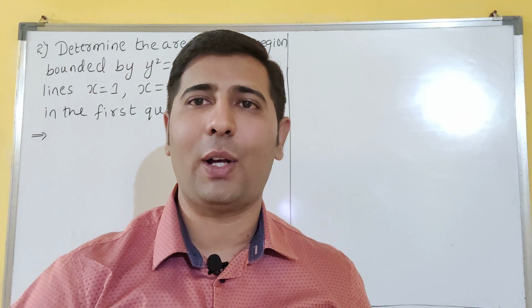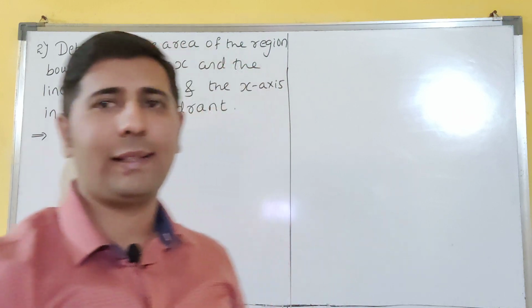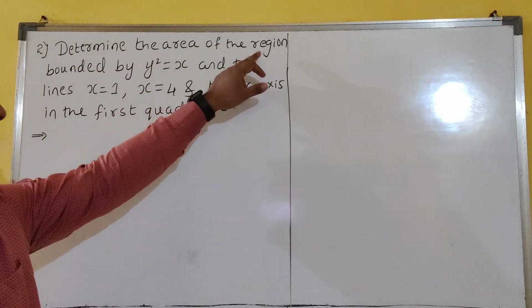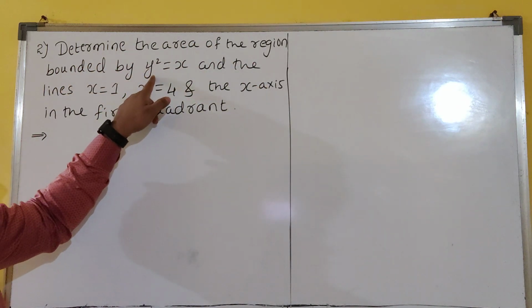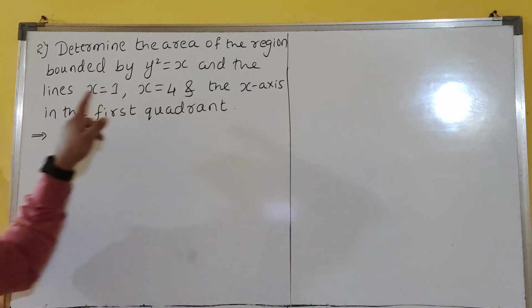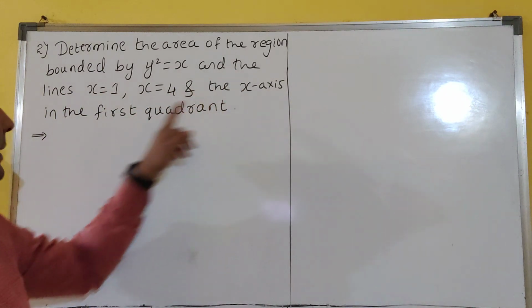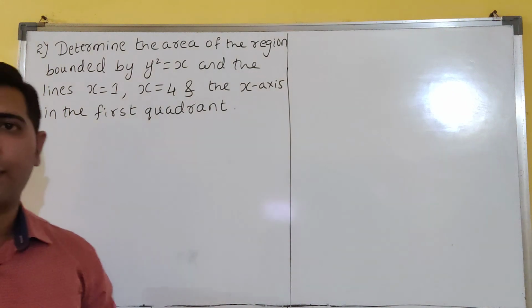In the last class we have solved question number 1. Now let us see the next question. What he has asked, we will see. Determine the area of the region bounded by y square is equal to x and the lines x is equal to 1, x is equal to 4 and the x axis in the first quadrant, dear students.